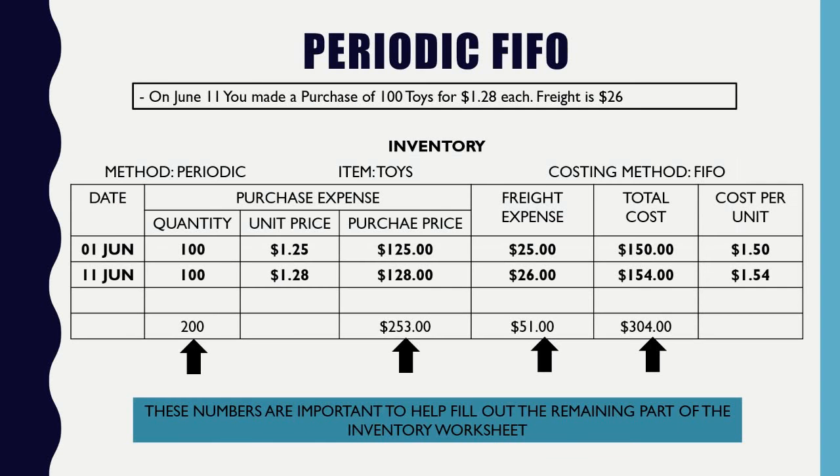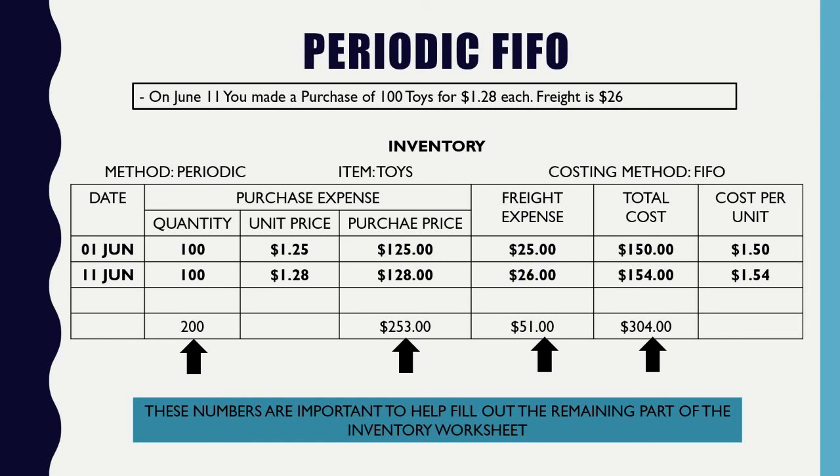Now I'm going to go ahead and plug that into my inventory worksheet, and I'm going to have 100 items times $1.28 equals $128. Now it's $128 plus $26 of freight to get me a grand total of $154. And then I make the cost per item, which is your total cost divided by your total quantity, to get $1.54.